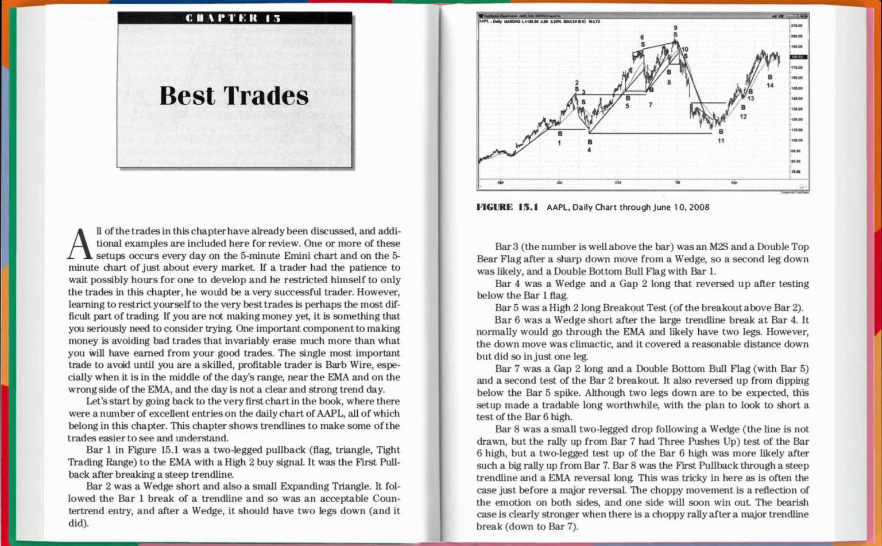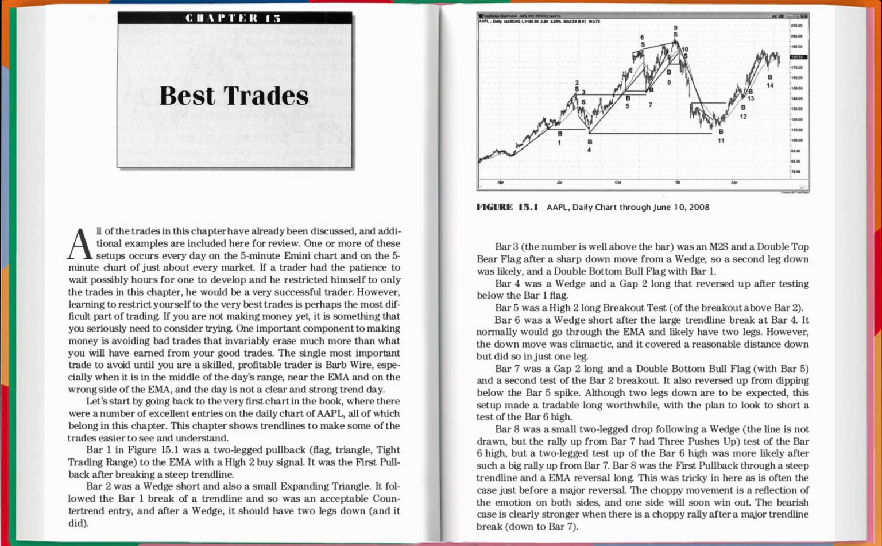It also reversed up from dipping below the bar 5 spike. Although 2 legs down are to be expected, this setup made a tradable long worthwhile, with the plan to look to short a test of the bar 6 high. R8 was a small 2-legged drop following a wedge.